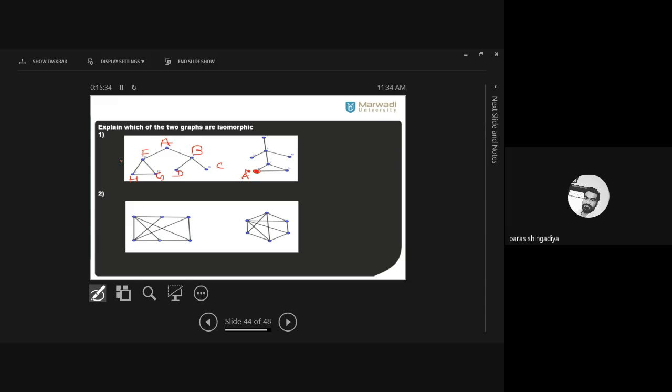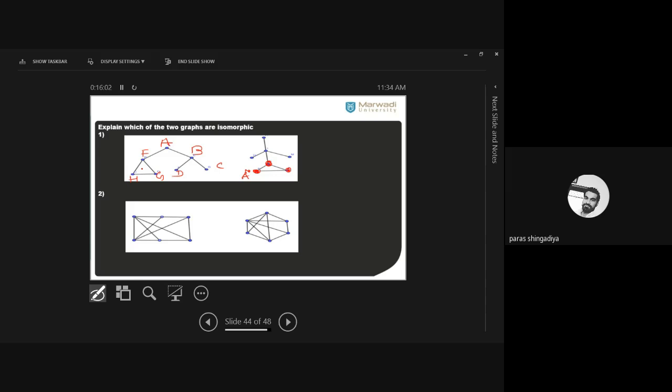Why is it not suitable? A dash is adjacent to these 2 vertices. ये दोनों vertex साथ adjacent है. Okay, and one of the vertices is degree 2 and the second vertex is degree 3, and here we require both the vertices to be degree 3. Okay, A के साथ B and F are connected there, and both the vertices should have degree 3. Clear? So here it is not possible to find the image of A.